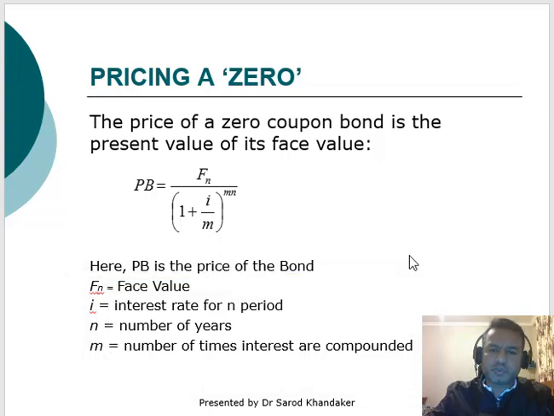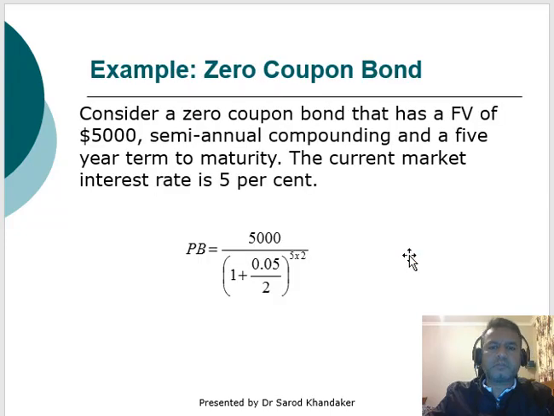So let's look at an example. Consider a zero coupon bond that has a face value of $5,000, semi-annual compounding, and 5 years to maturity. The current market interest rate is 5%. Calculate the price of the bond. As we know, the face value of the bond is $5,000, so we put 5,000 here. It has semi-annual compounding and 5 years to maturity. Semi-annual compounding means it compounds twice in a year. So 5 years multiplied by 2 is 10.